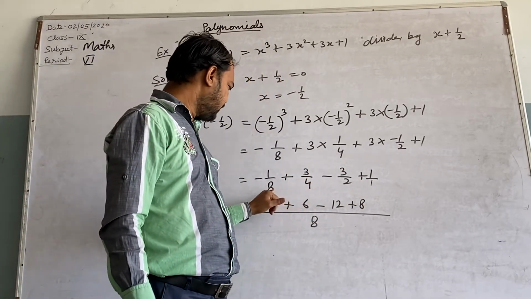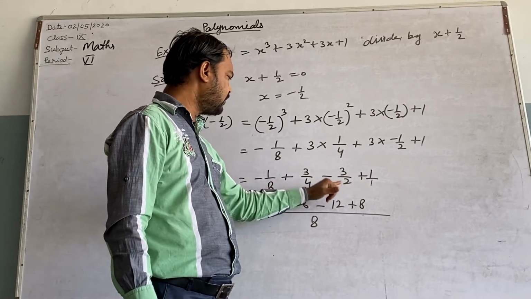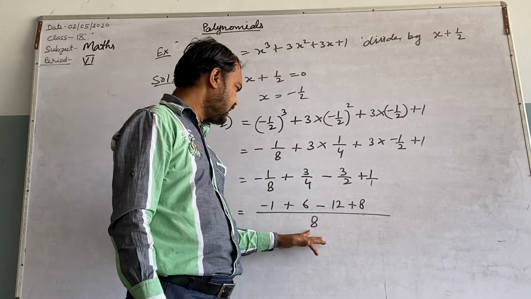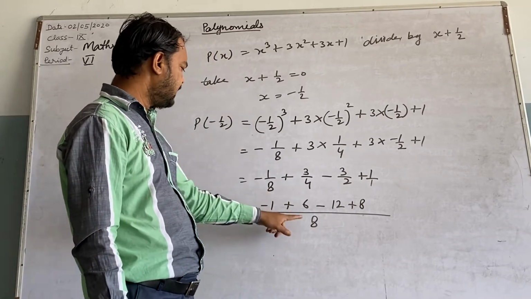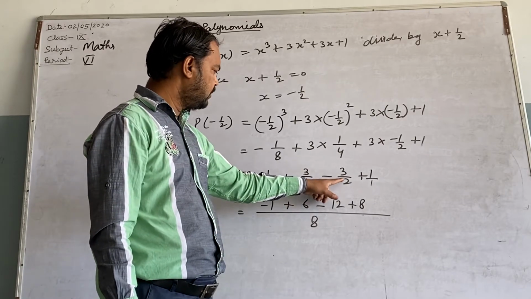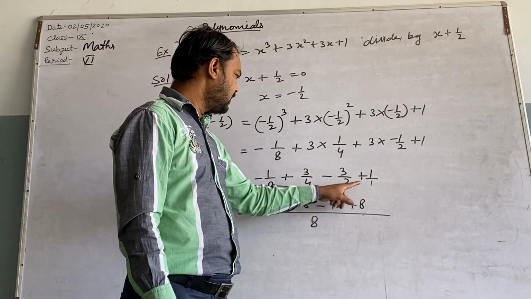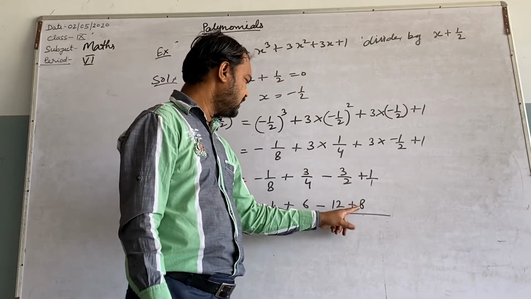Take LCM of 4, 8, 2 and 1. LCM is 8. Now 8 ones are 8, so 1 into 1 is 1. 4 twos are 8, so 3 into 2 is 6. 2 fours are 8, so 4 into 3 is 12. 1 eight is 8, so 8 into 1 is 8.